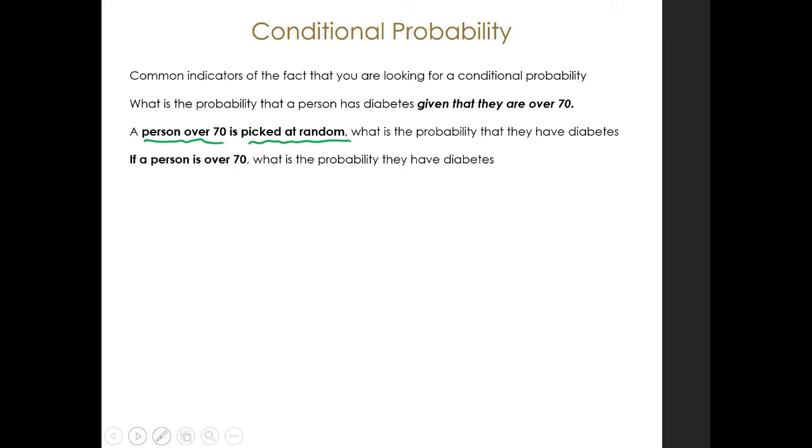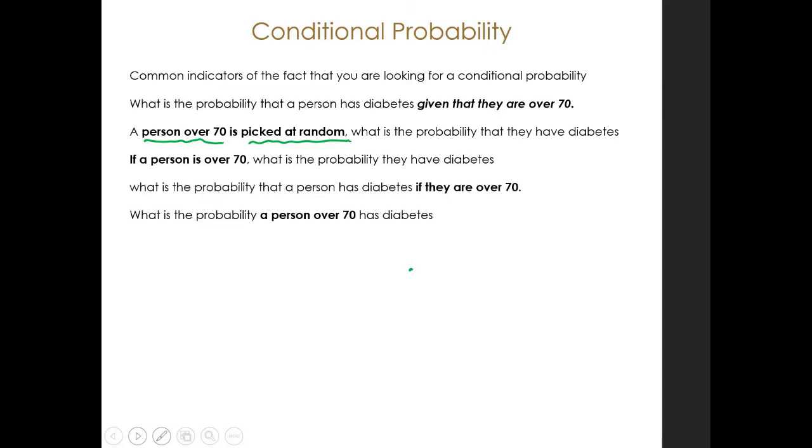When they say if a person is over 70, that means it has to happen, right? Again, Mr. Cheetah is going to wear shorts tomorrow if it's a mufti day. The only way shorts are coming out is when there's a mufti day. So that if is saying must be the case. If a person is over 70, now tell me what's up, right? The if can come at the beginning, it can come at the end. What is the probability that a person over 70 has diabetes?